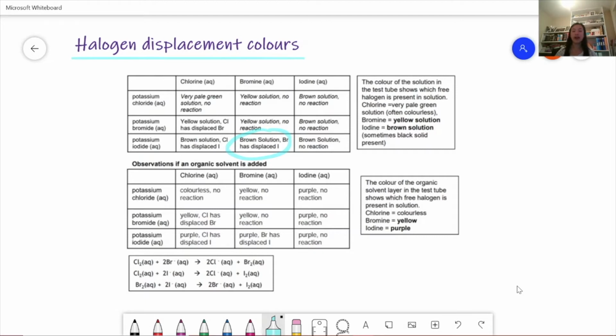And at the bottom we have some displacement reactions. So going through the first one, for example, we have chlorine and bromide. So chlorine can displace bromide because it's more reactive halogen, and so it becomes chloride and bromine. And this is the same kind of logic for chlorine and iodide and bromine and iodide.